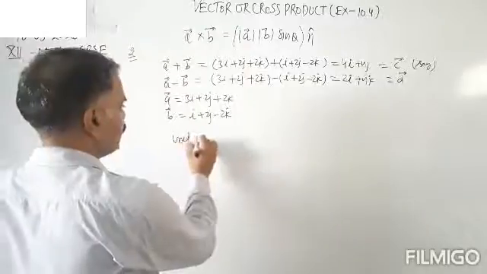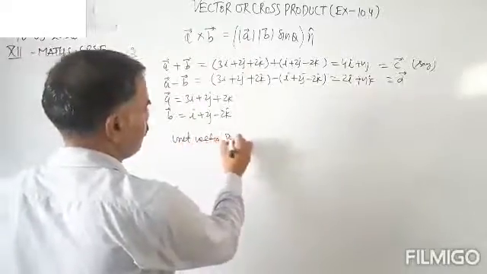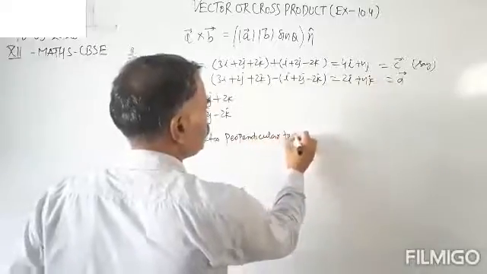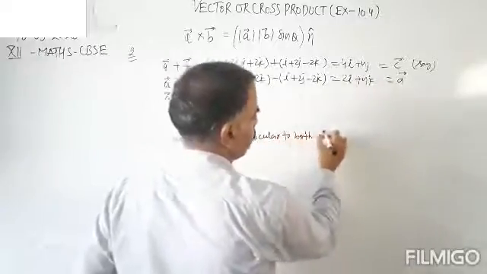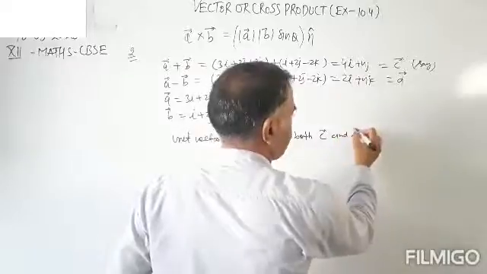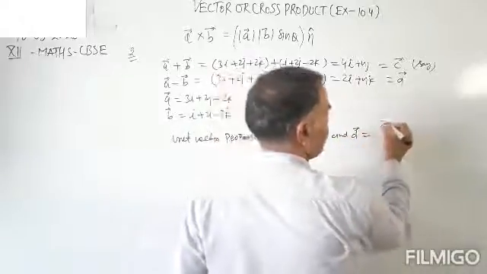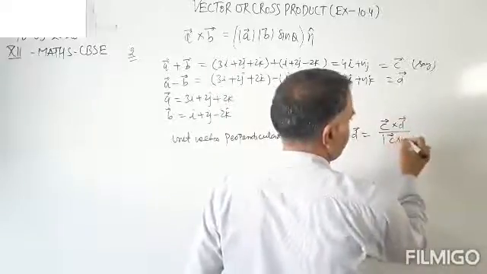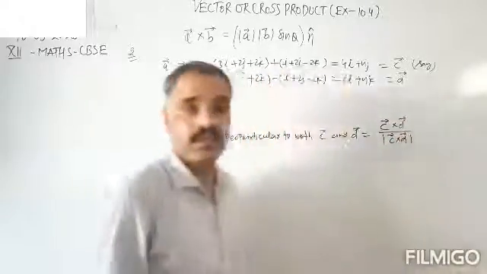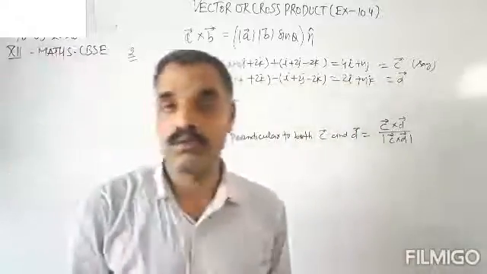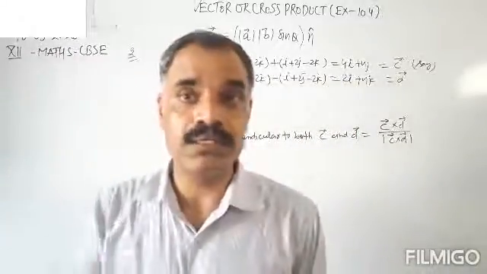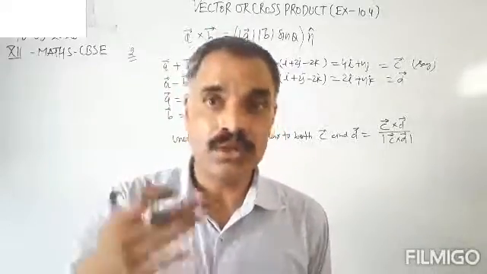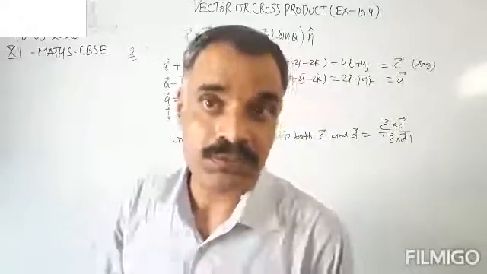The unit vector perpendicular to both c vector and d vector is given by c vector cross d vector divided by the magnitude of c vector cross d vector. Okay, remember this formula. This formula is important. That is why I am solving this question and giving the solution of this question.